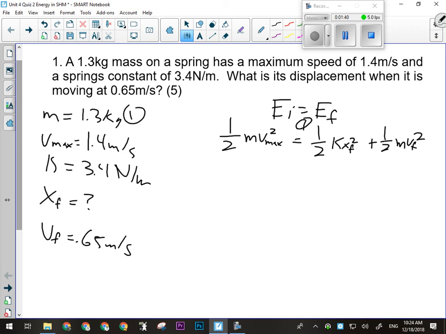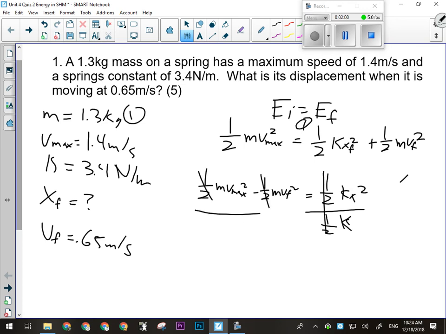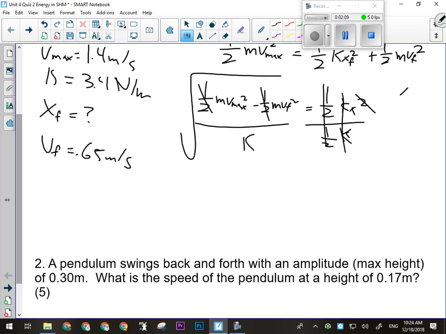Then we'll start moving things around. I'm going to subtract this kinetic energy over here. So I'm going to have 1/2 m v max squared minus 1/2 m vf squared equals 1/2 k x squared. I'm trying to get x by itself, so I'm going to divide both sides by half of k. In fact, the halves are all going to cancel off, so I can just get rid of them and divide by k. And then I'm going to square root. So we should have something like this for our final manipulation: x equals the square root of m v max squared minus m vf squared, divided by k. So they can have a mark for that.